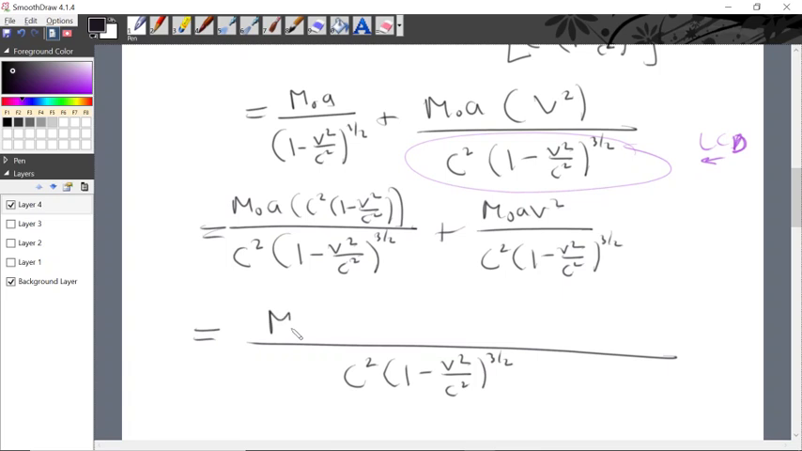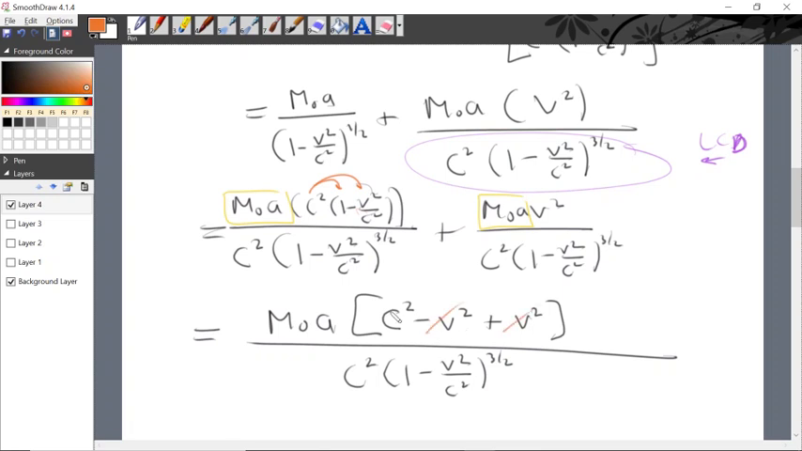I'm going to factor out m naught times a from this numerator here. And then, let's see here, I'm going to distribute the c squared. So I've got c squared minus v squared from this group right here, plus the v squared right here. If we can follow along there. I've distributed the c squared to these two terms, and then there's a v squared here. Because we have a common factor between the two fractions here in the numerator, well then, these cancel each other out.